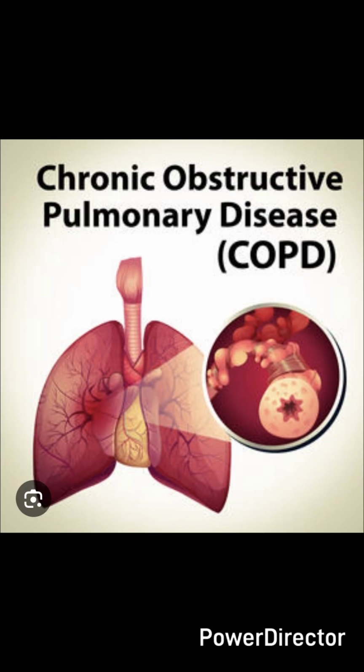The Fagerstrom test for nicotine dependence, a 6-item questionnaire that measures physical nicotine dependence. Total score, 0 to 10. Most important question, time to first cigarette after waking, strongest predictor of dependence. Scoring interpretation: 0 to 2, very low dependence; 3 to 4, low; 5, moderate; 6 to 7, high; 8 to 10, very high.